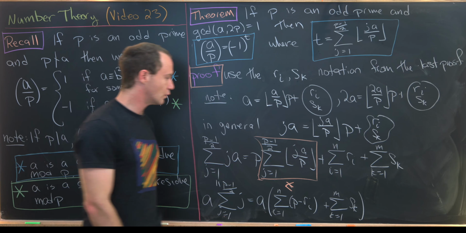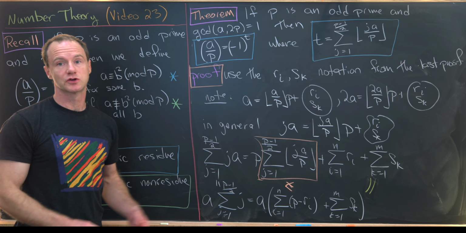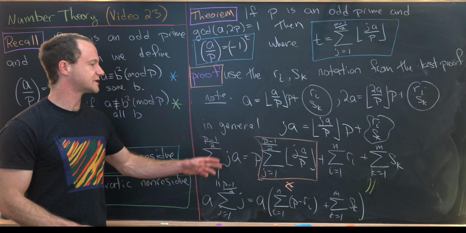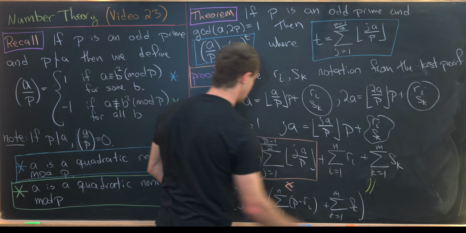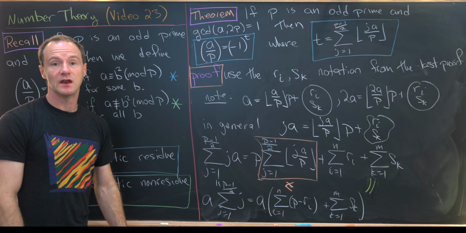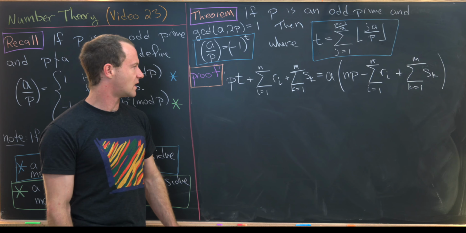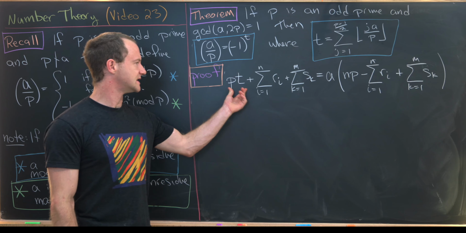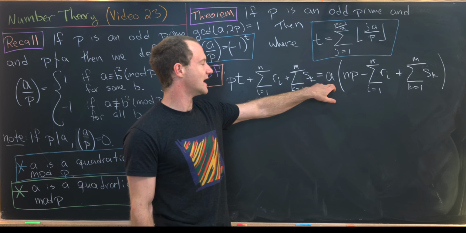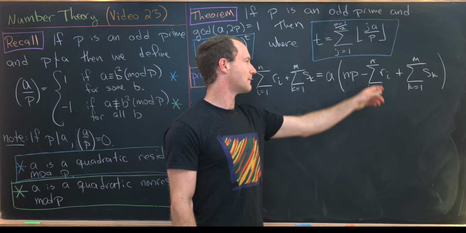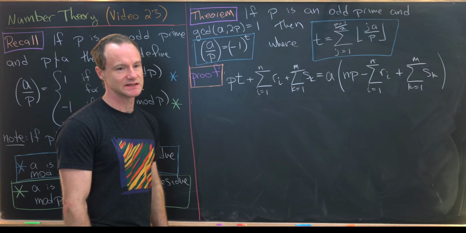And now from here, we'll link the equality of these two objects and then work towards the end. But we're running out of room, so I'll bring this equality of this thing here and this thing here up, and then we'll finish it off. Okay, on the last board, we motivated the following equation. So we've got pt plus the sum of the r_i's plus the sum of the s_k's is equal to a times (np minus the sum of the r_i's plus the sum of the s_k's).